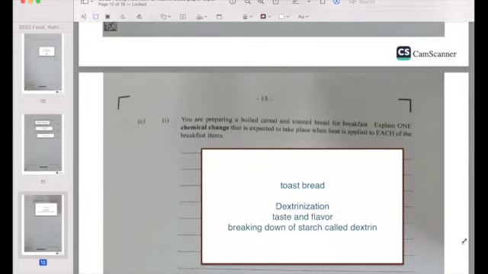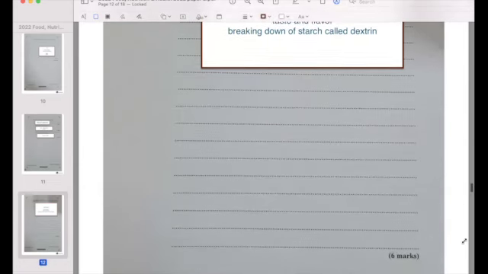You are preparing a boiled cereal and toast for breakfast. Explain one change that is expected to take place. So I choose the bread, the toast bread. All right, so for toast bread, one of the changes will be texturization happening when you're toasting the bread. The taste and the flavor will develop, it'll be different. And when we break down starch, we call it dextrin.